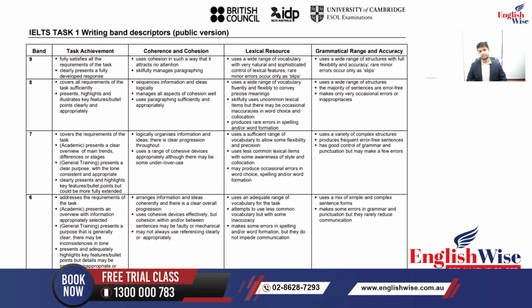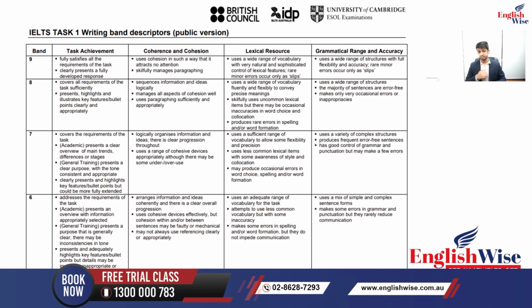The second criteria for you is coherence and cohesion. In coherence and cohesion, you have to make sure you're providing a proper sequence to your paragraphs. You arrange information in a logical order. You deal with one trend and then go to the other. Then you compare between those two.